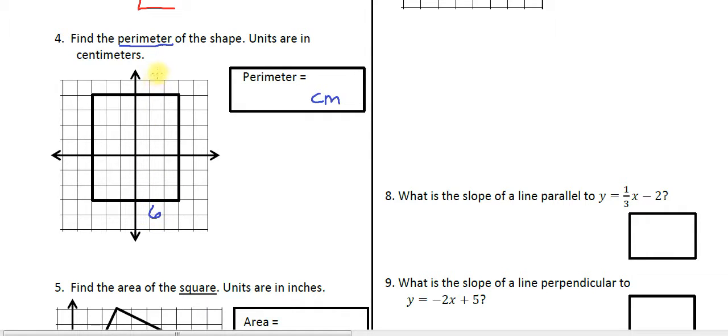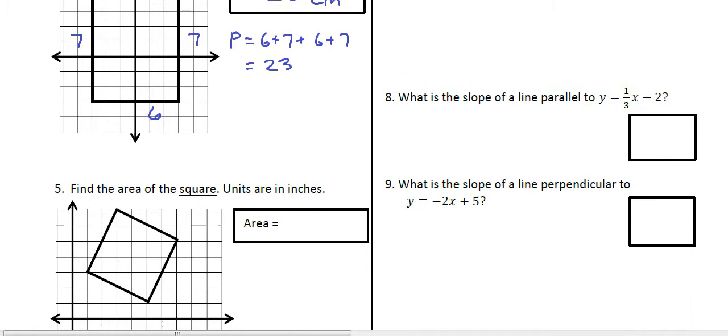This is a rectangle, so that means the top is congruent. And 1, 2, 3, 4, 5, 6, 7. The side is also congruent since opposite sides are congruent. And perimeter just means add up all the sides. So the perimeter is going to be 6 plus 7 plus 6 plus 7. And that is going to be 23 centimeters. So the answer for the perimeter for question number 4 is 23 centimeters.